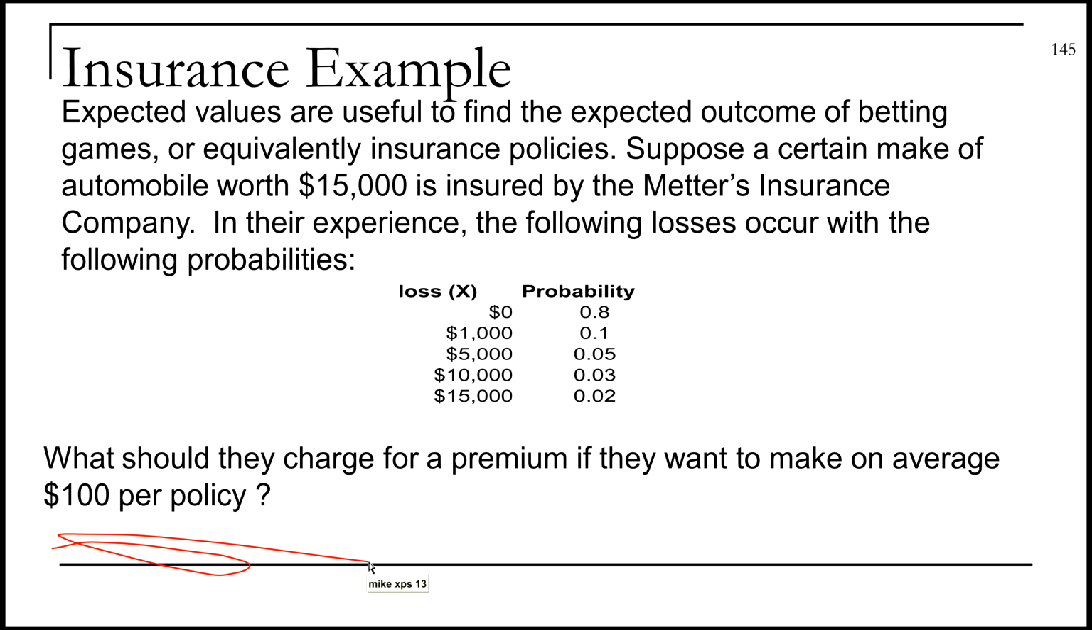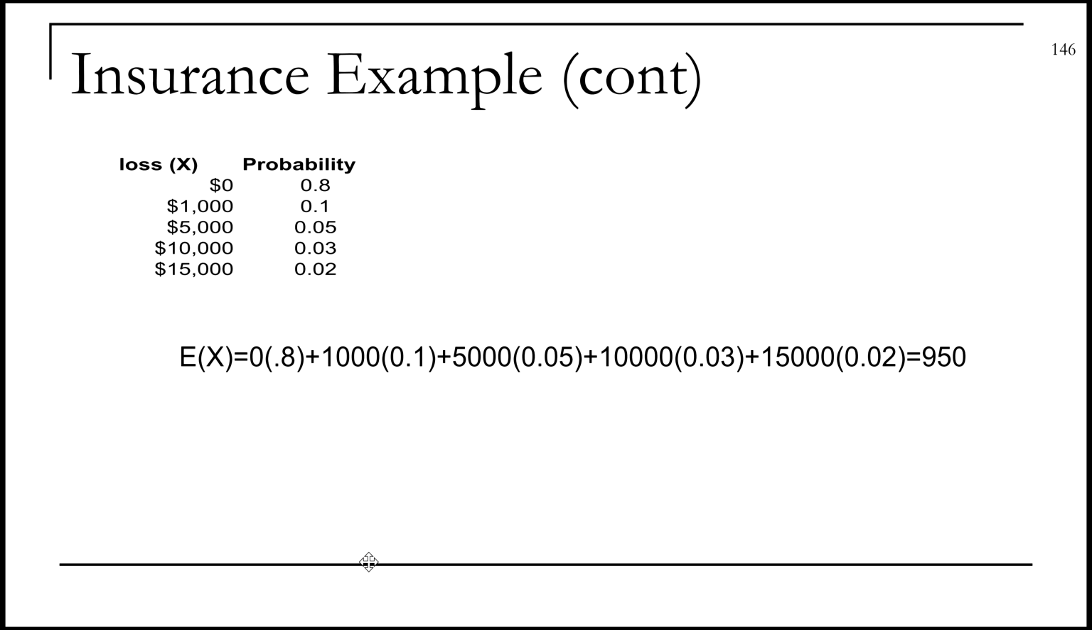So on average, they want to make $100 per policy. Well, the expected value, value times probability, value times probability, is 950. 80% of the time, they'll pay out nothing. 2% of the time, they'll pay out $15,000. The average payout is 950. Well, if they want to make, on average, $100, then they'll charge the customer $10.50.